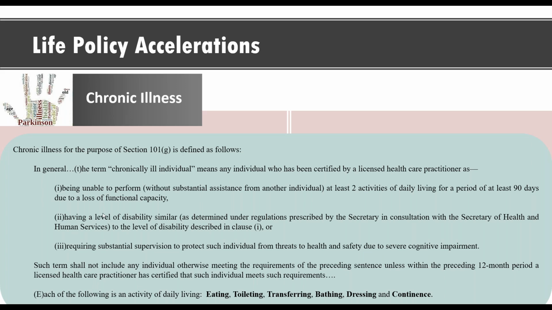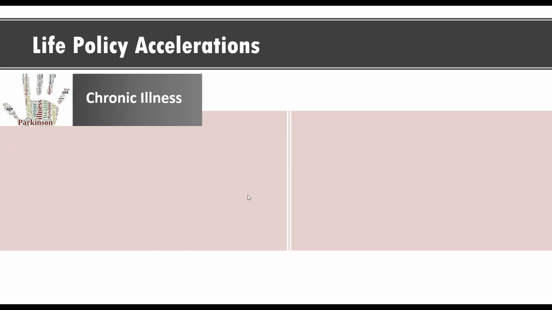The activities of daily living are the same kinds of ADLs that are built into standalone long-term care products: eating, toileting, transferring, bathing, dressing, and continence. If you've got somebody who's been unable to do 2 of those for at least 90 days, they would meet the definition of chronic illness under the tax code.